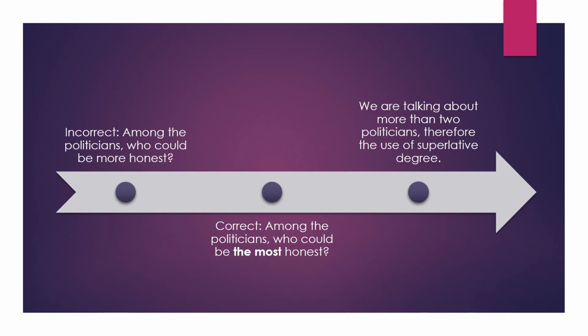Among the politicians, who could be more honest? Among suggests that we are talking of more than two entities, more than two people. Therefore, with more than two people, we will always be using the superlative degree and never the comparative. Here we are using the comparative degree, more. We'll have to remove this comparative and replace it with the superlative degree. So among the politicians, who could be the most honest?